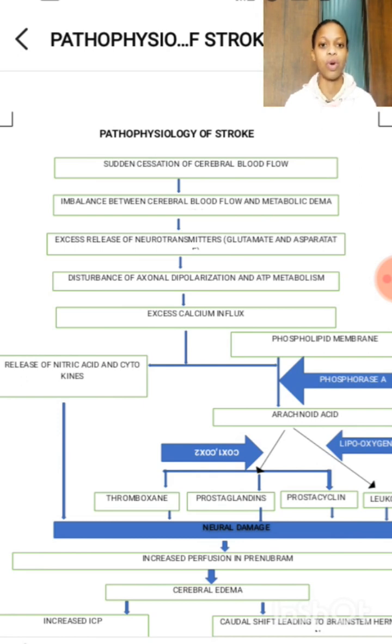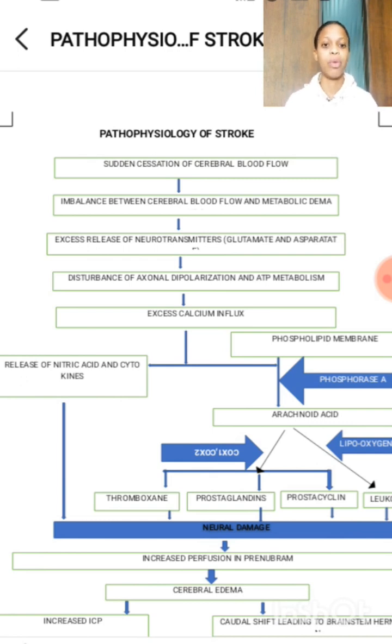Pathophysiology of stroke starts with cessation or reduction of blood supply to the brain. This leads to imbalance between the cerebral blood flow and metabolic demand of the brain. And this triggers the release of neurotransmitters glutamate and aspartate. The release of glutamate and aspartate leads to the disturbance of axon operation by disturbing the potassium and sodium channels. And also this leads to ATP metabolism disturbance.